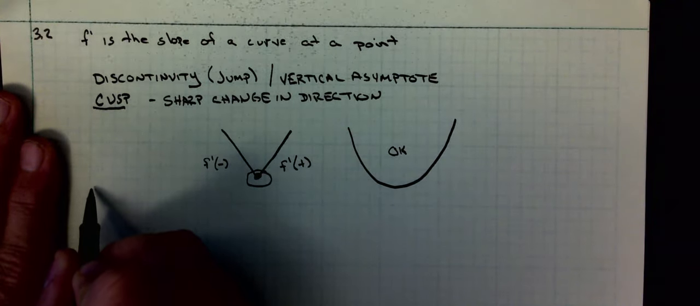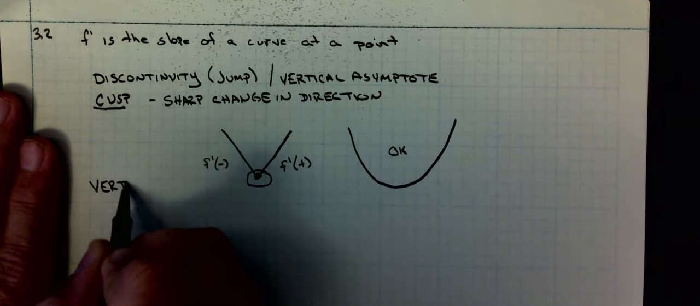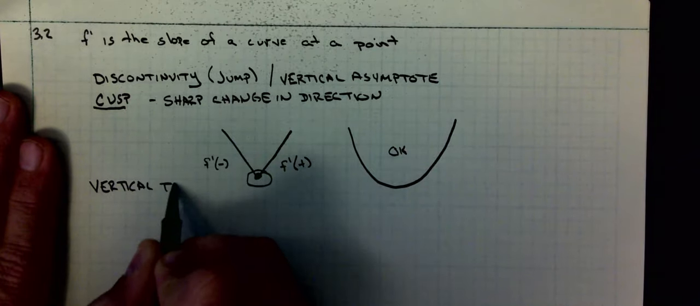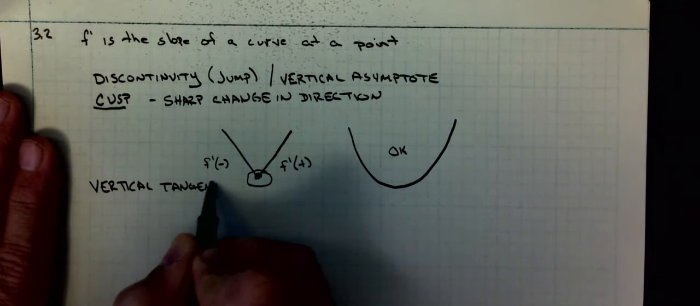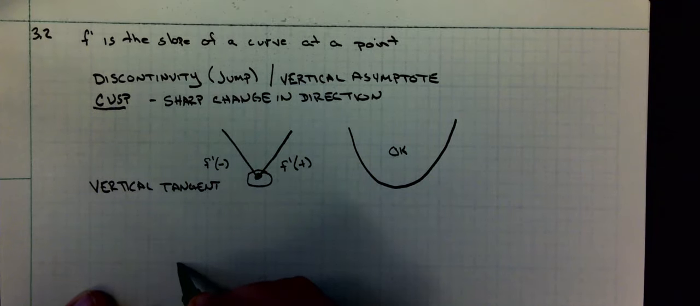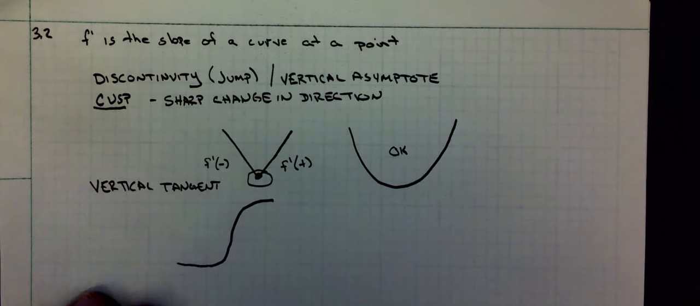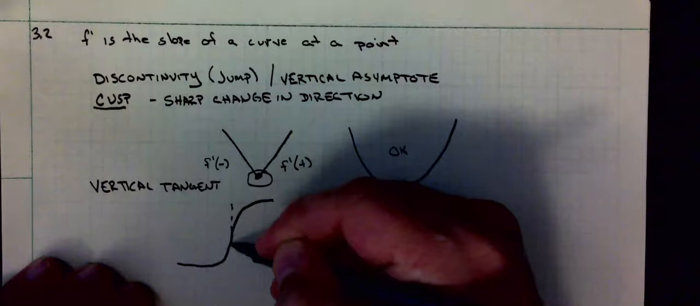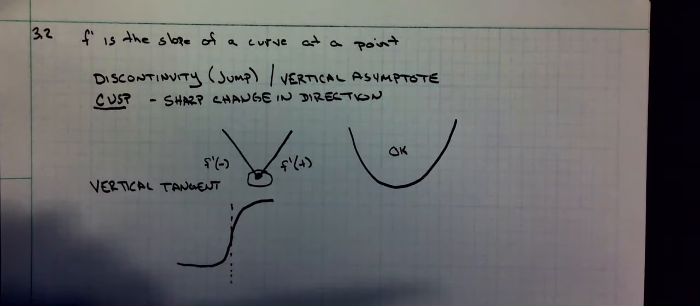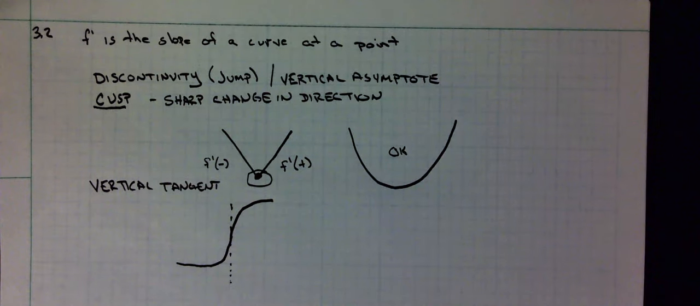And places where I have vertical tangents. An example of something that would have a vertical tangent would be a graph that looks like this. Because again, as I'm approaching a limit, approaching positive infinity, we're approaching does not exist for that slope. And we'll get to more of that later on.